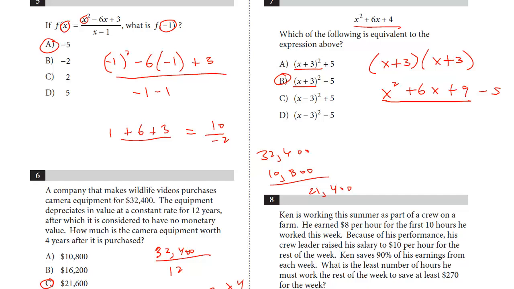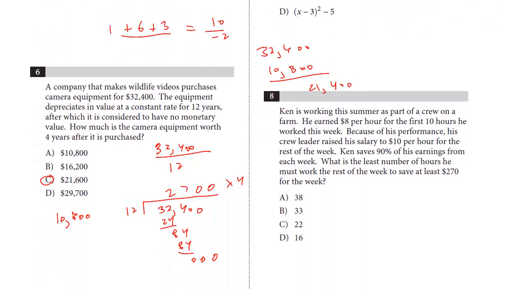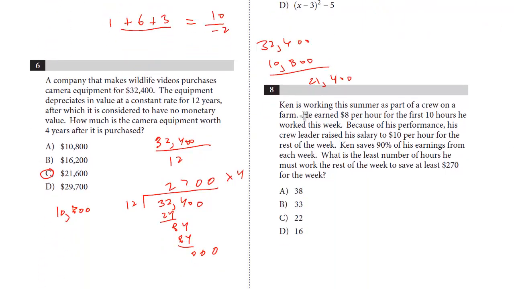All right, one last question on this page. It's number 8. Ken is working this summer as part of a crew on a farm. He earned $8 per hour for the first 10 hours he worked this week. Because of his performance, his crew leader raised his salary to $10 an hour for the rest of the week.